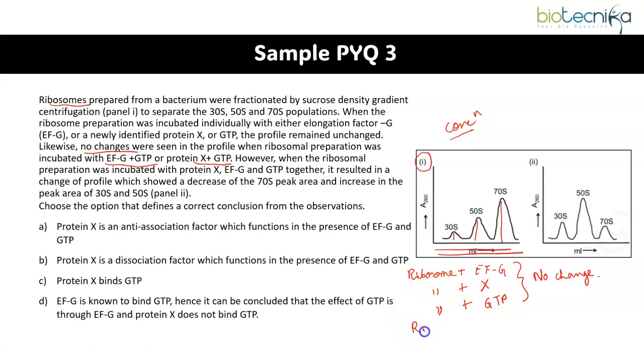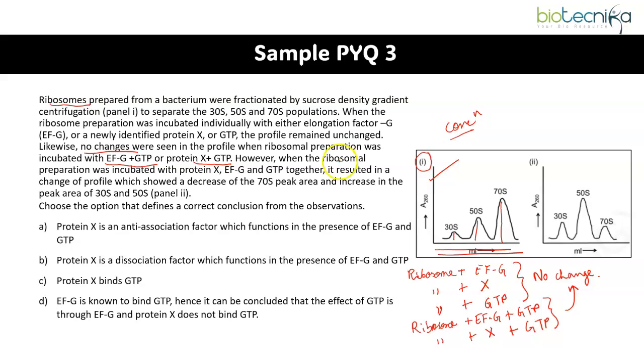Okay, so what is the combination? Ribosome preparation plus EFG plus GTP, and also ribosome preparation plus protein X plus GTP. And in this situation also, there is no change. Okay, same graph one only we are getting.